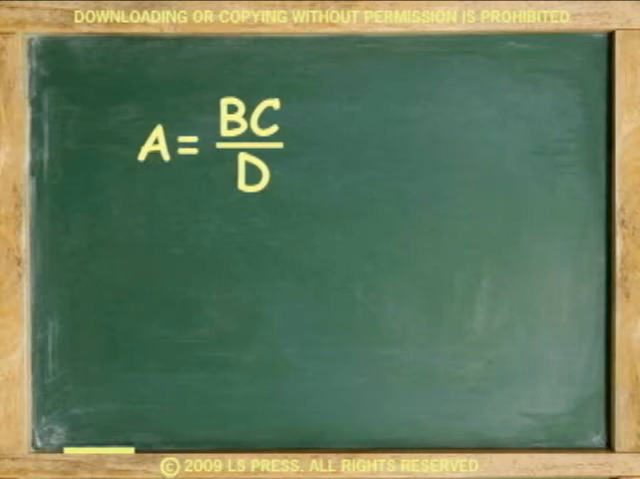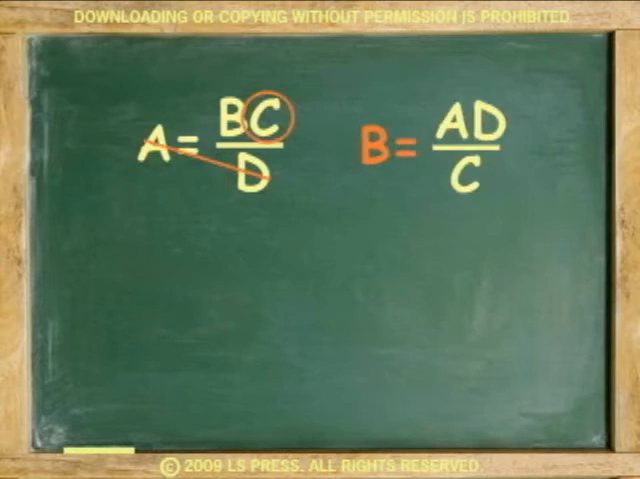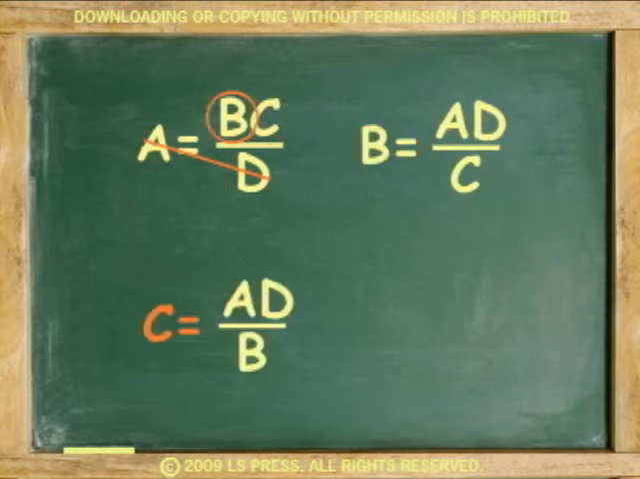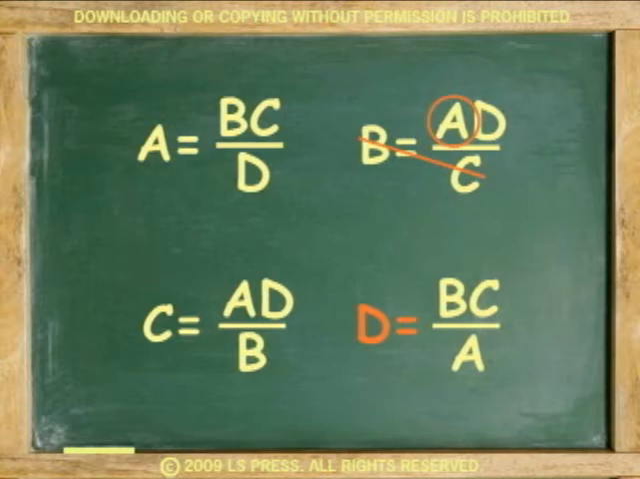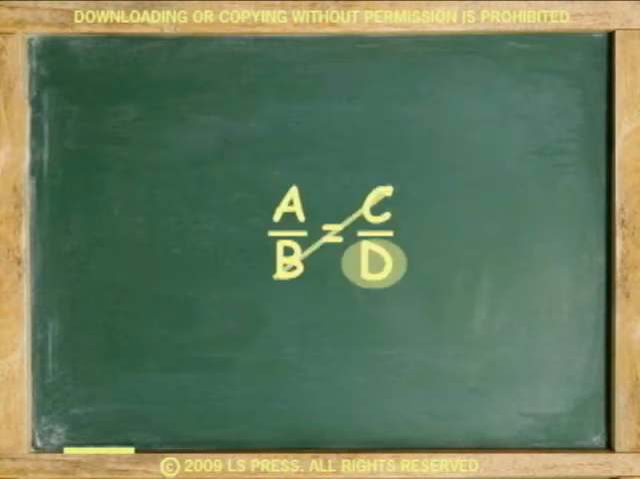Therefore, solving for each unknown, B must be equal to AD divided by C, and C must equal AD divided by B, and D must be equal to BC divided by A. Simply stated then, to find any unknown in a proportion, multiply across and divide by the third number.